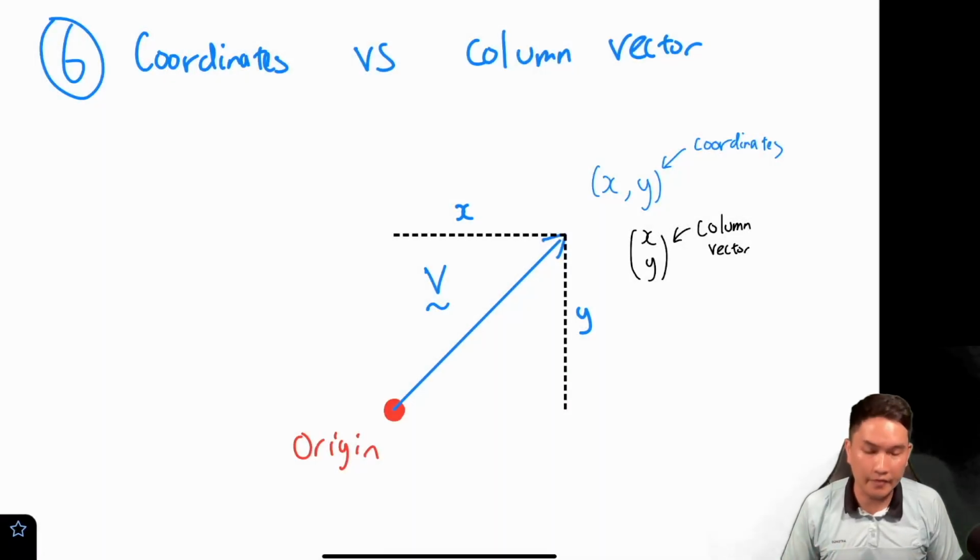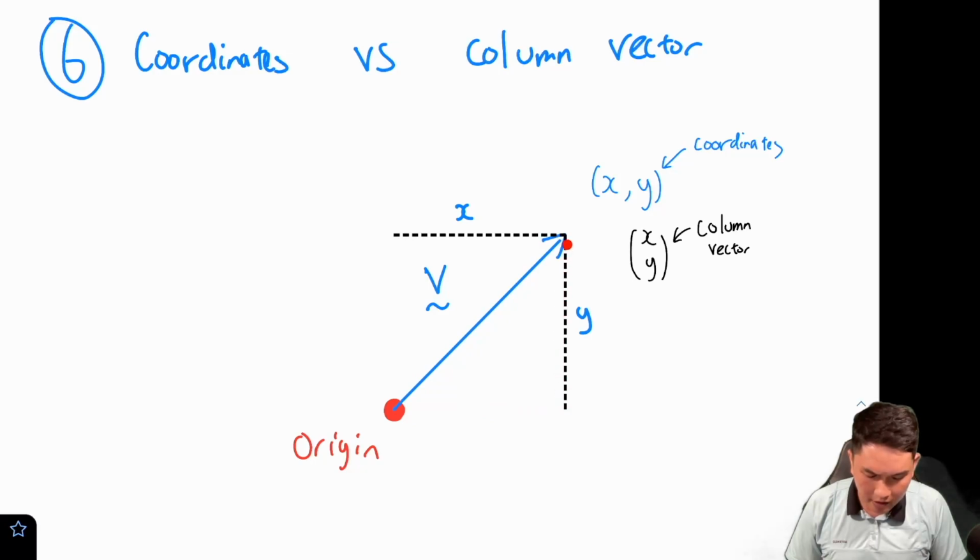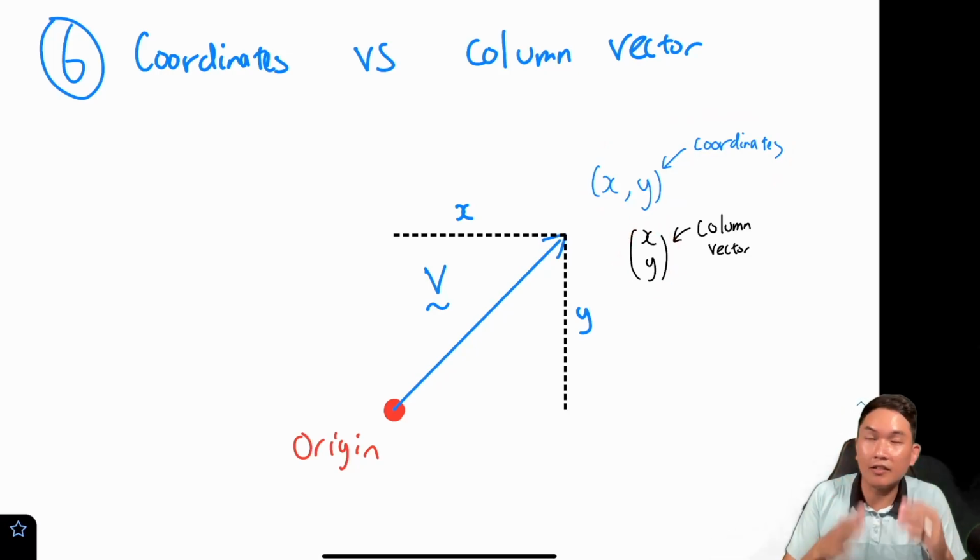Coordinates versus column vectors. If I have a vector that starts from, say, the origin to some point, you can write this down as coordinates, the x and y coordinates, which we know very well by now, or you can write it as a column vector. The column vector is just writing the same numbers vertically and without commas.